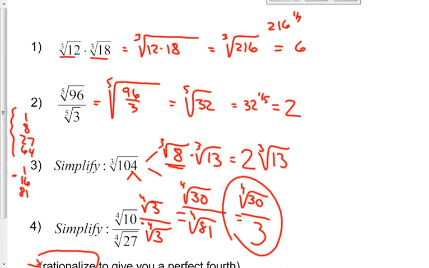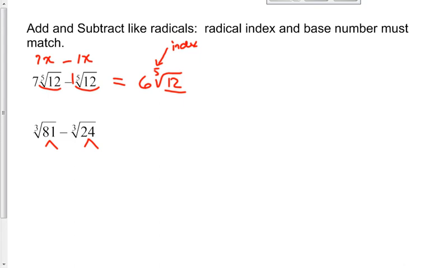Let me back up a second. Here were my perfect cubes: 1, 8, 27, 64. Does one of those numbers go nicely into 81? Yes, it was 27. So I'm going to break this apart into cube root of 27 times the cube root of 3. 24 has 8 as a factor, so I'll have the cube root of 8 times the cube root of 3. Now I've got a doable piece and a non-doable piece.